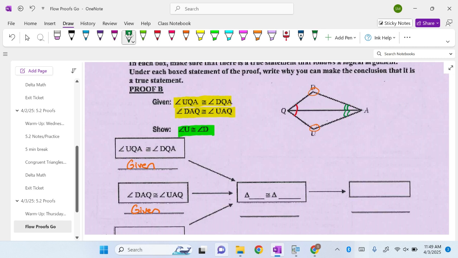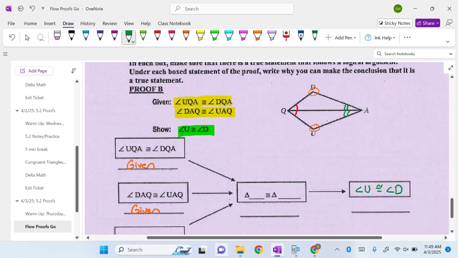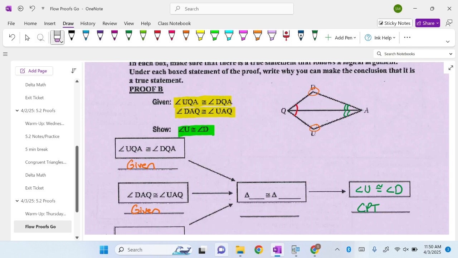what would the reason for this one be? So our end goal, we know our end goal is angle U is congruent to angle D. And what do you think the reason's going to be? CPCTC. Because we're trying to prove that these two triangles are congruent. So whenever you're given two triangles and they're asking you to prove that a certain angle or a side are congruent, prove that the triangles are congruent first. All right, because then from there your answer is just these are congruent because of CPCTC.